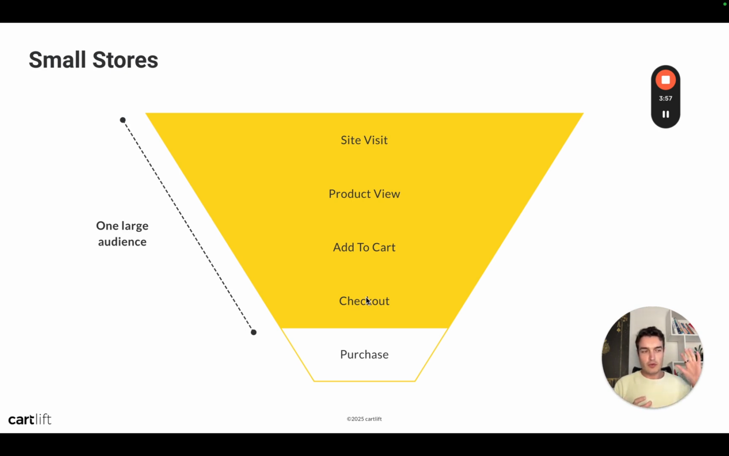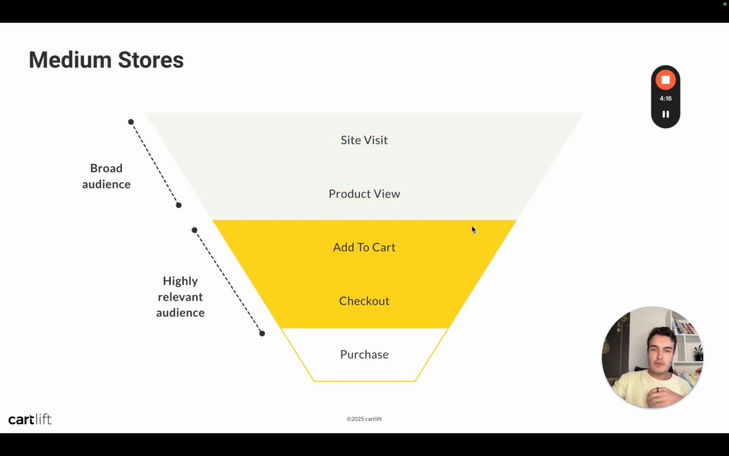Nonetheless, all other things being equal, it's not the best use of your time to get overly creative with retargeting with that few people. Use one large audience, make it dynamic, and retarget all these people at the same time, regardless of which stage they had in the funnel.